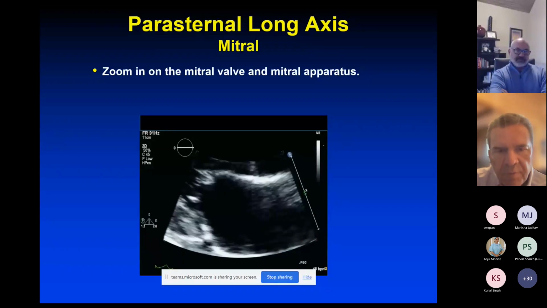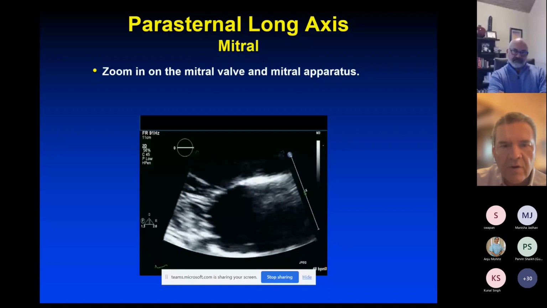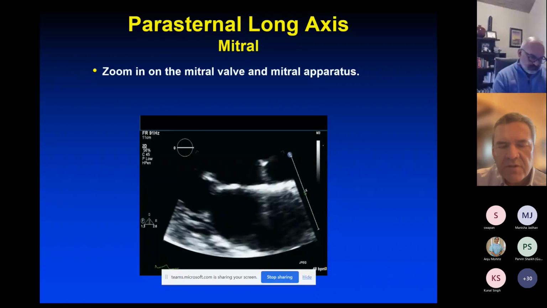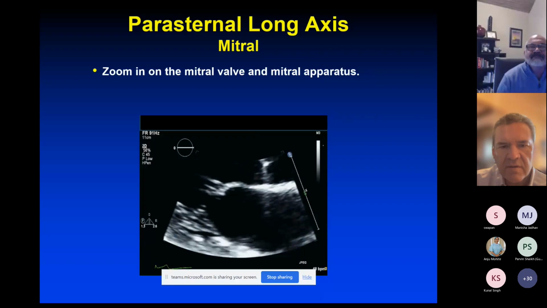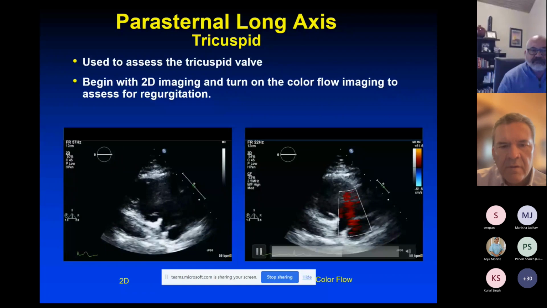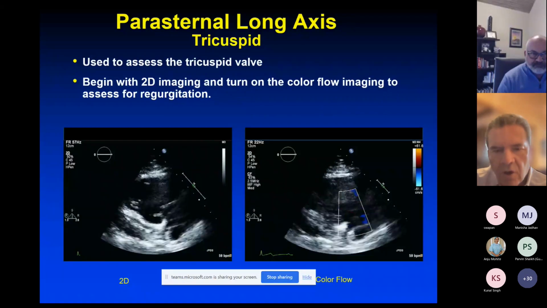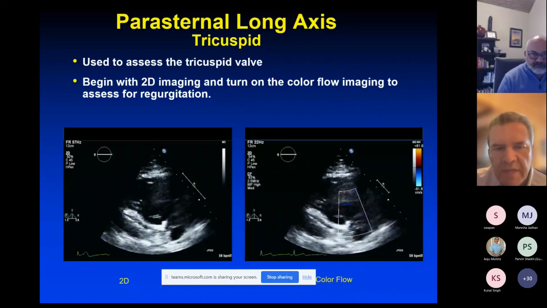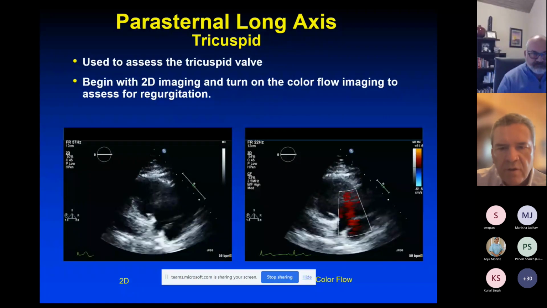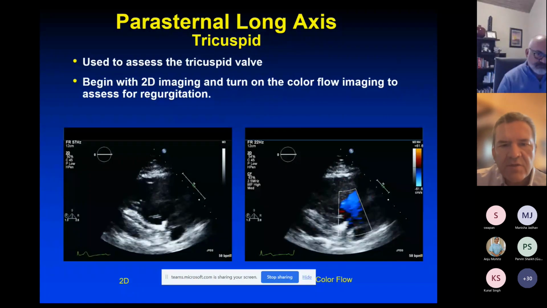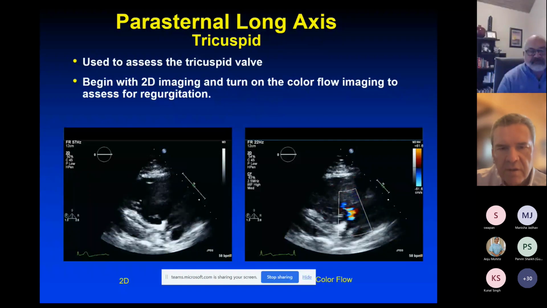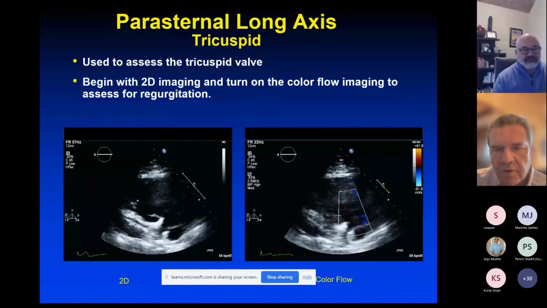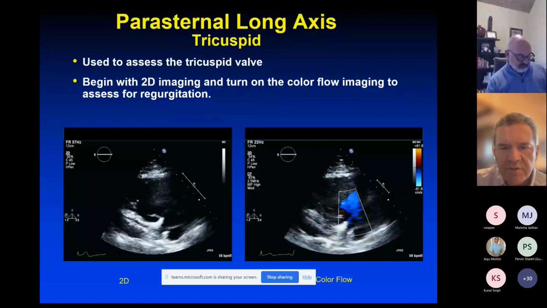And then that's followed by zooming in the same parasternal long axis view on the mitral valve, so we can view the mitral valve and the mitral valve apparatus. And then also in the parasternal long axis view, please tilt the probe to obtain a right ventricular inflow view so that we can use that to assess the tricuspid valve. And you can begin with 2D imaging and then turn on color flow so that we can look for tricuspid regurgitation.